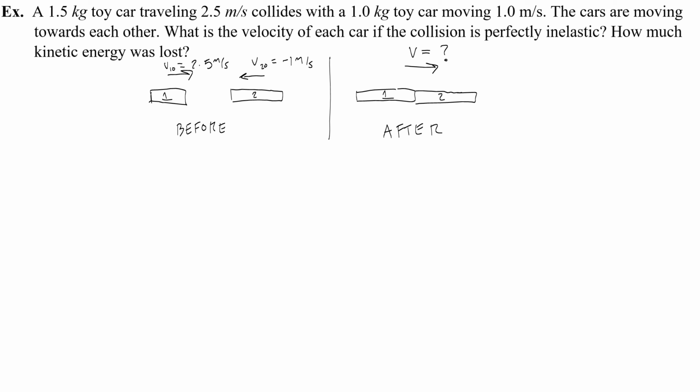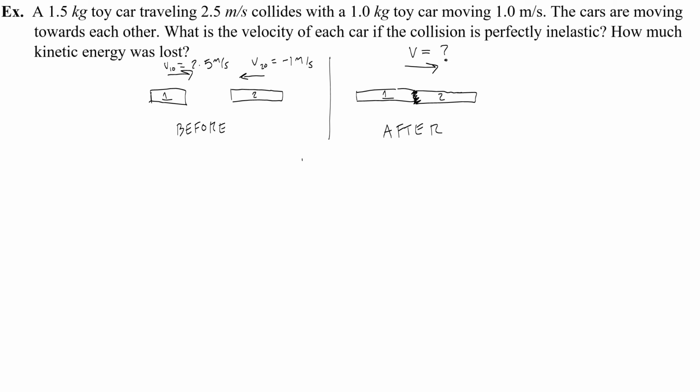Okay, so here we can see that the two objects are moving towards each other, and afterwards they've collectively become one object or connected, maybe locked bumpers, or with the two toy cars there was some Velcro between them. And after the collision they moved to the right as one unit.